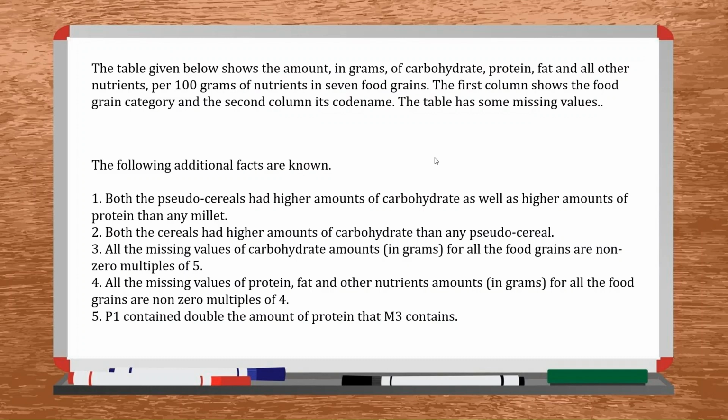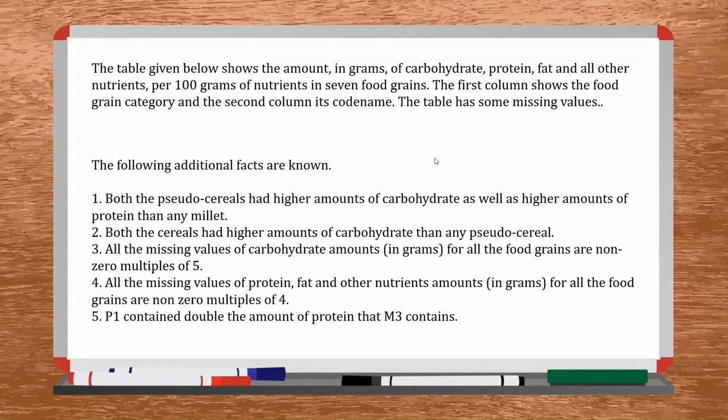We have some additional facts also about the missing values. First, both the pseudo cereals have higher amounts of carbohydrates as well as higher amounts of protein than any millet. Second, both the cereals have higher amounts of carbohydrate than any pseudo cereal. Third, all the missing values of carbohydrates are non-zero multiples of 5. Then all the missing values of protein, fat, and other nutrients are non-zero multiples of 4. And lastly, P1 contains double the amount of protein that M3 contains.